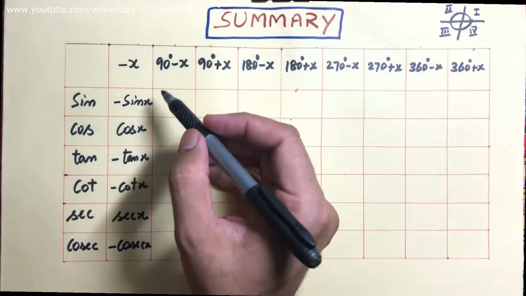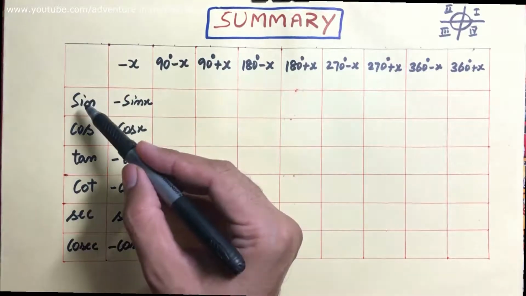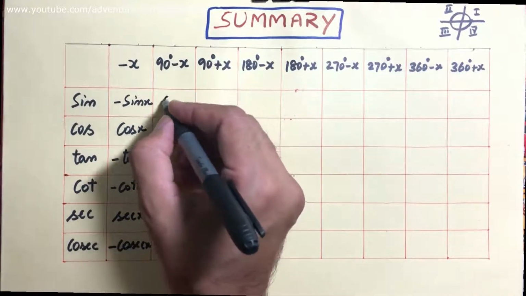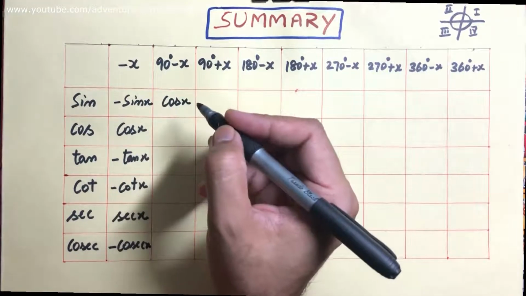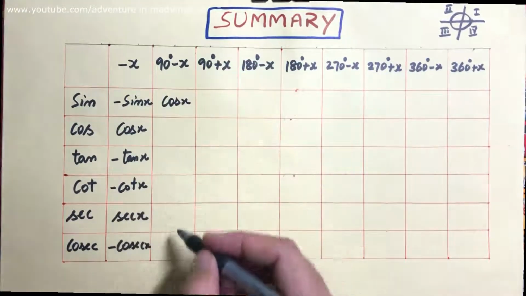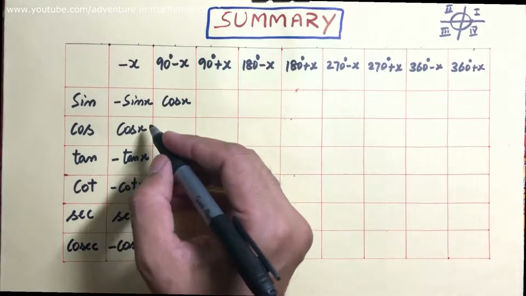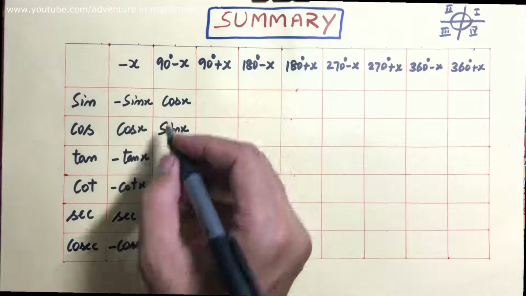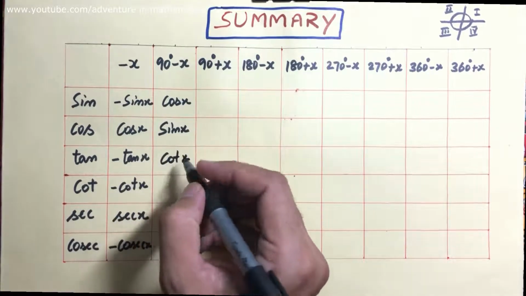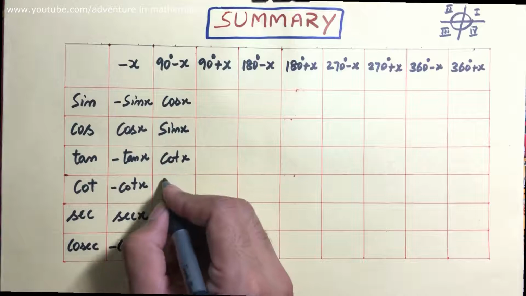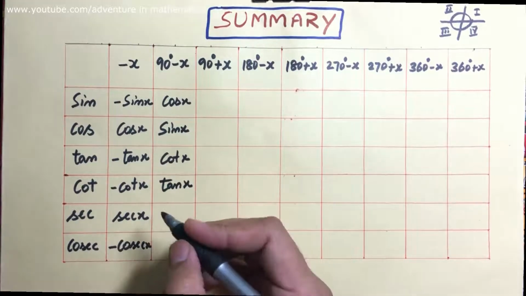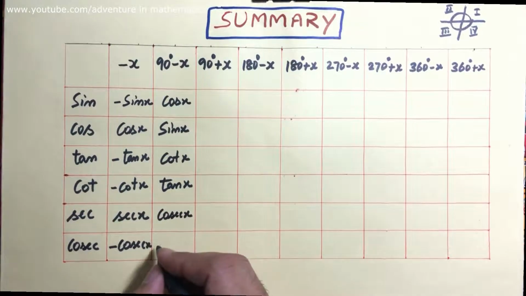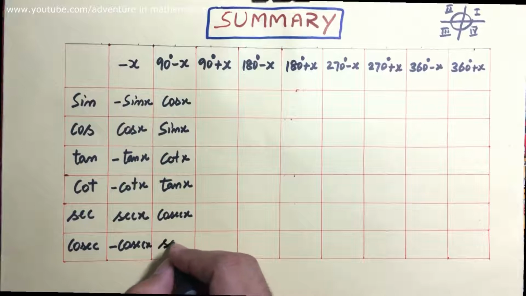Now next formula for 90 minus x. How much is sine of 90 minus x? This is cos of x. Why? Because in first quadrant all the t ratios are positive. Cos of 90 minus x is sin x. Tan of 90 minus x is cot x, and cot of 90 minus x is tan x, and secant of 90 minus x is cosecant x, and cosecant of 90 minus x is secant x.